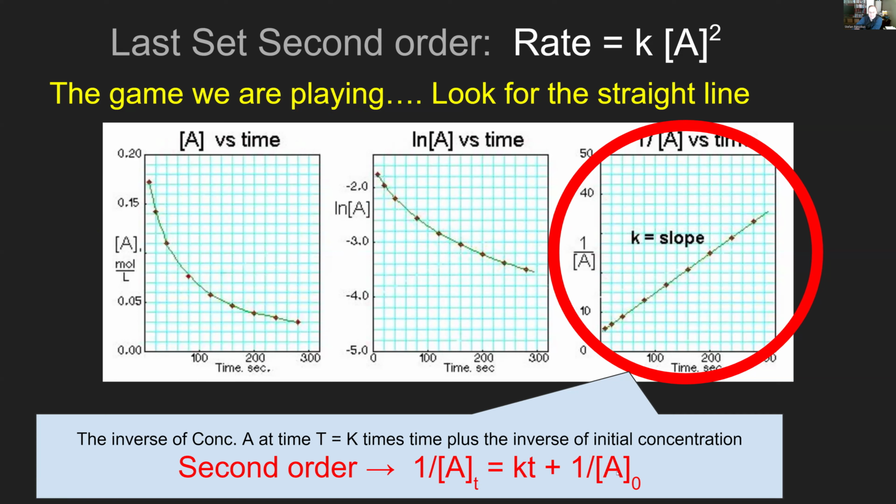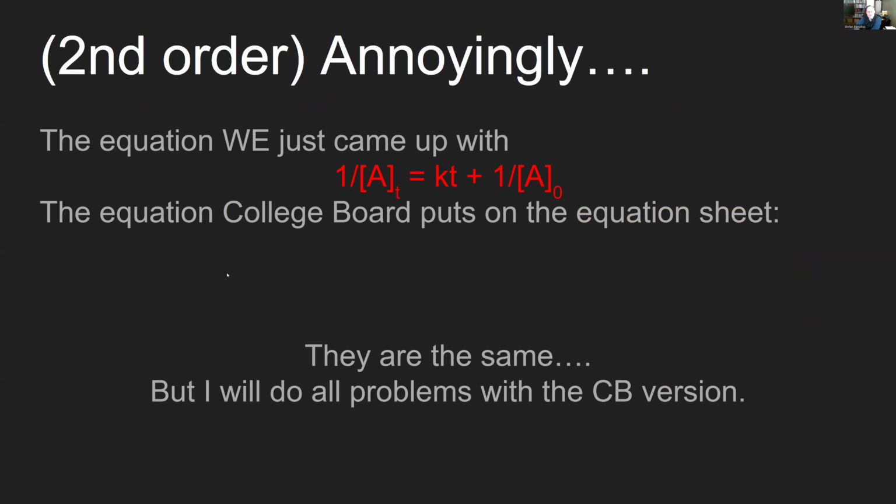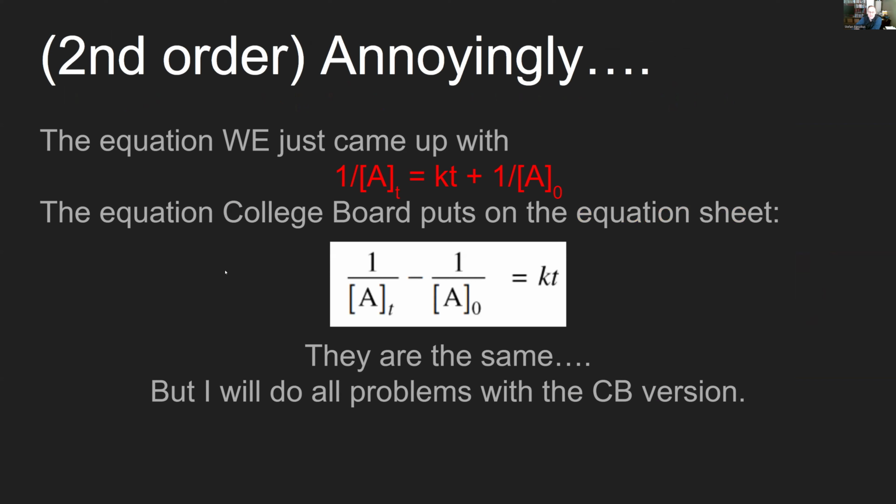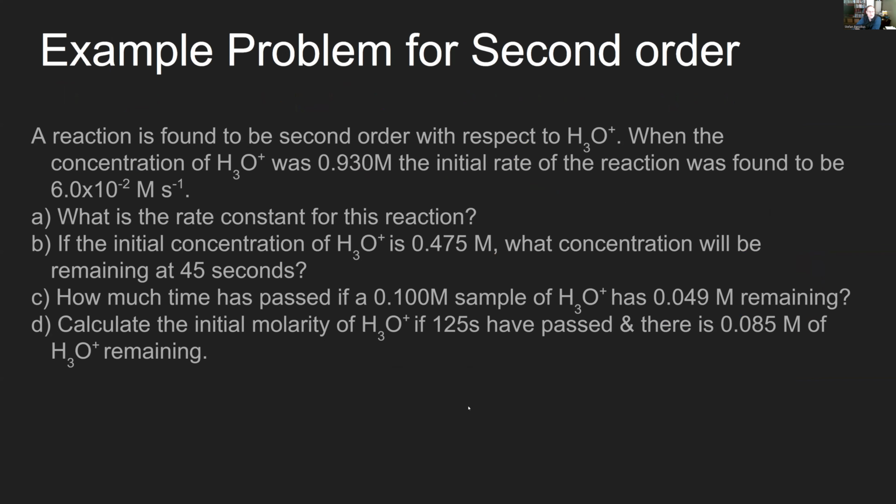So you'll notice that we have these inverse functions. And just like with the previous equations, the College Board does move the B value over with the Y value of Y equals mx plus B. So you'll notice that we have the K being the slope and the T being our X on the right side. And here we go. We've got another equation, but this one is again for second order reactions. We'll again use that equation that the College Board uses for the sample problems that are next.